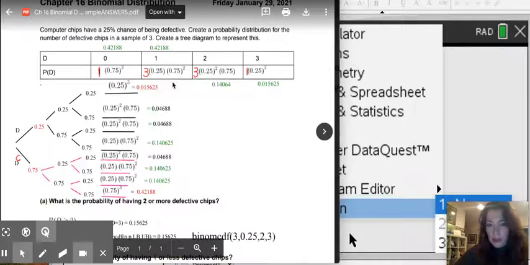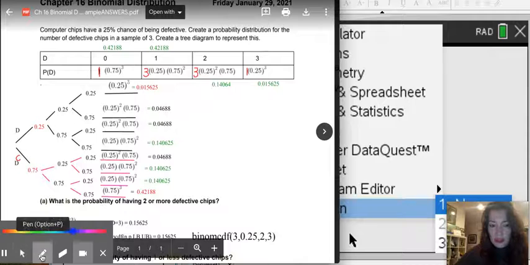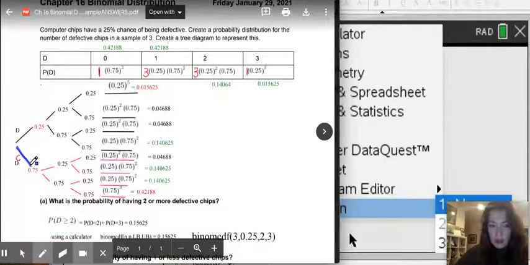Now, our probability model here shows what would be the probability of selecting 0 defective. In other words, if 0.25 is defective, that means 0.75 is not defective. And there's only one way that happens. So you can see that when you follow the branch here below, 0.75 times 0.75 times 0.75, which is 0.42188. There's only one way that could happen from this tree diagram.